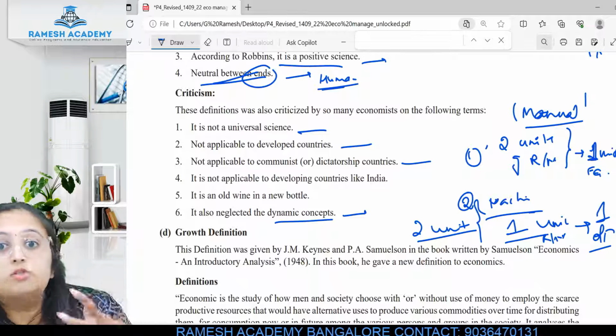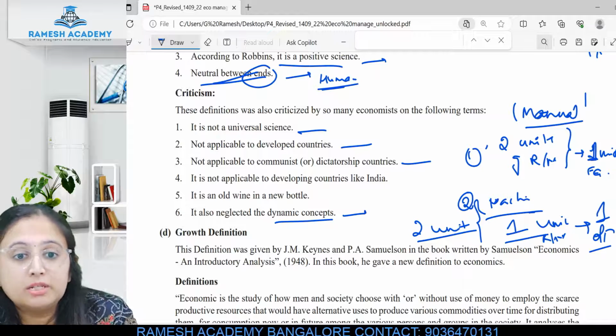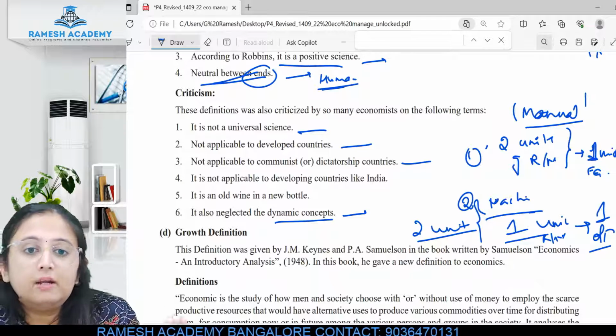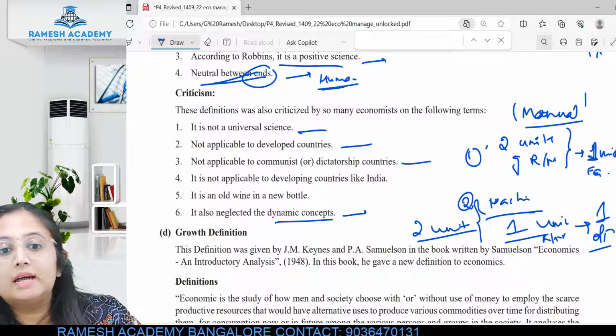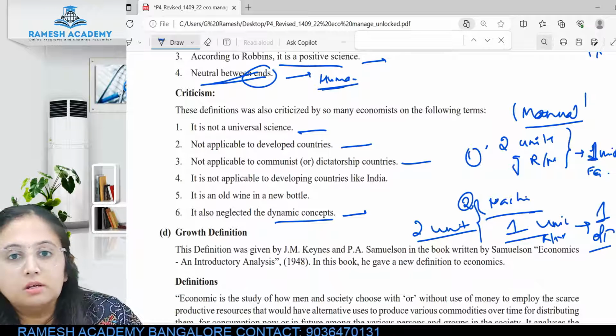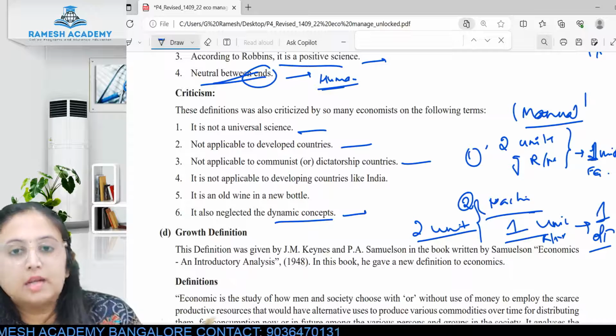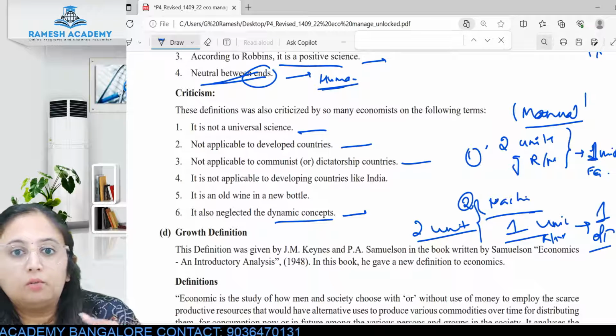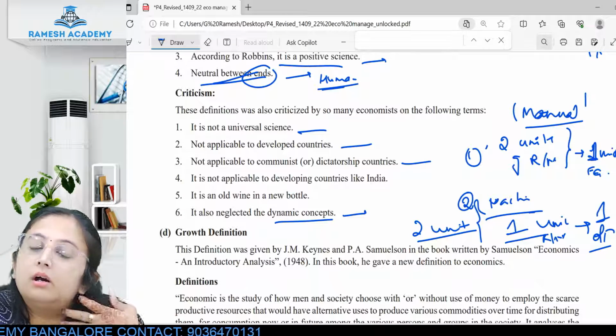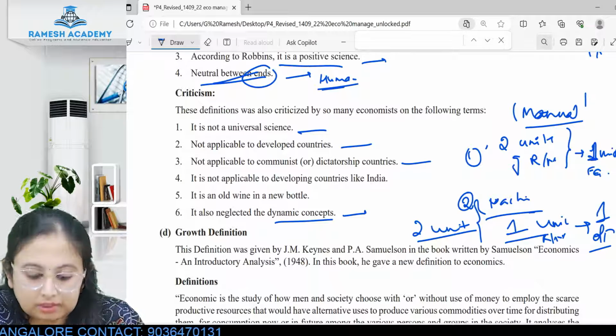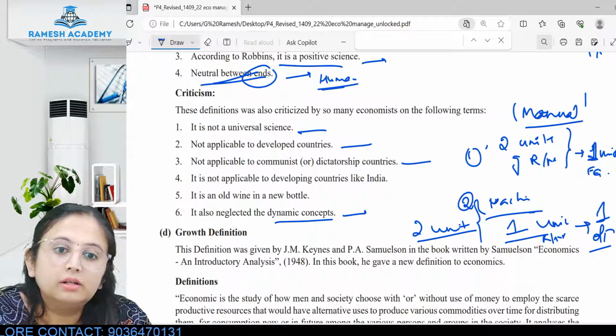You can bring in so many modern changes or modern technology of doing the business, and with that you can achieve many things, and you can even satisfy more wants with the available resource. Before, if you were satisfying only 2 wants, now you can satisfy 4 wants. Why are you not considering that? That is the dynamic concept they have not considered. So that is one more criticism.